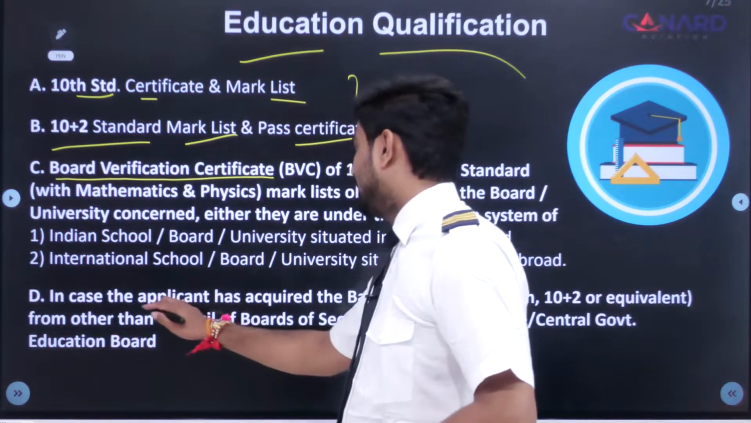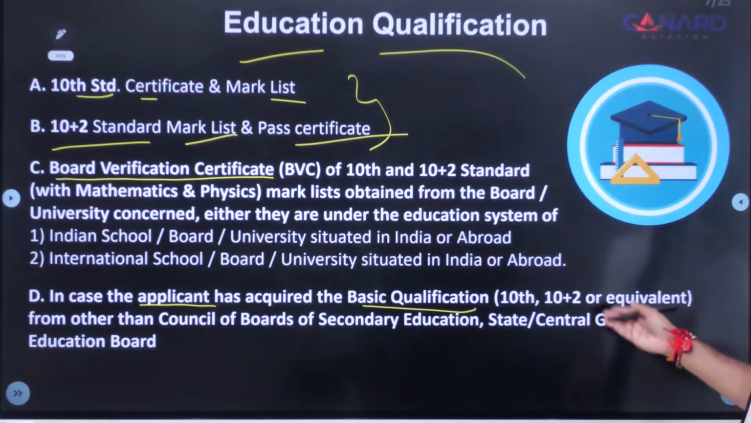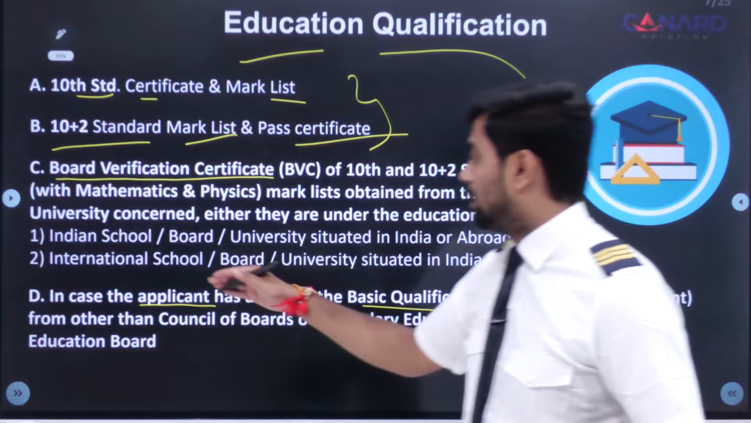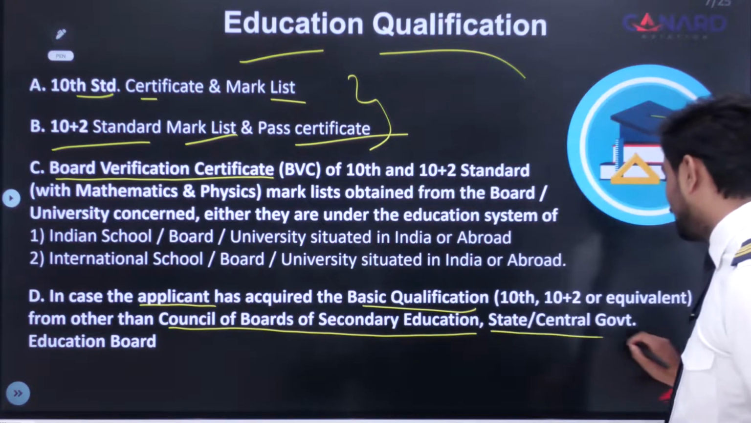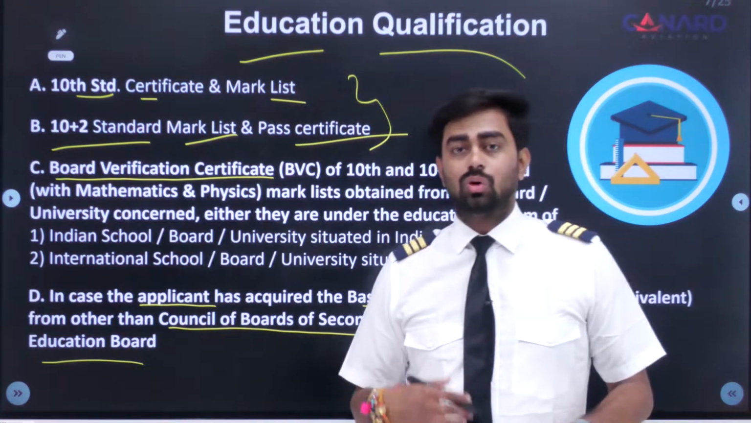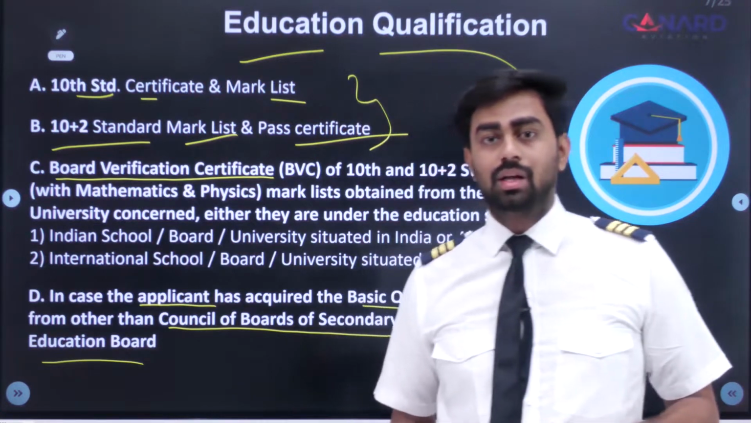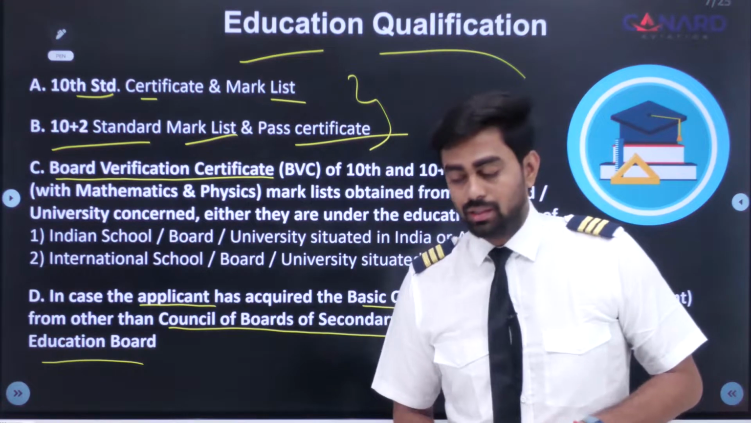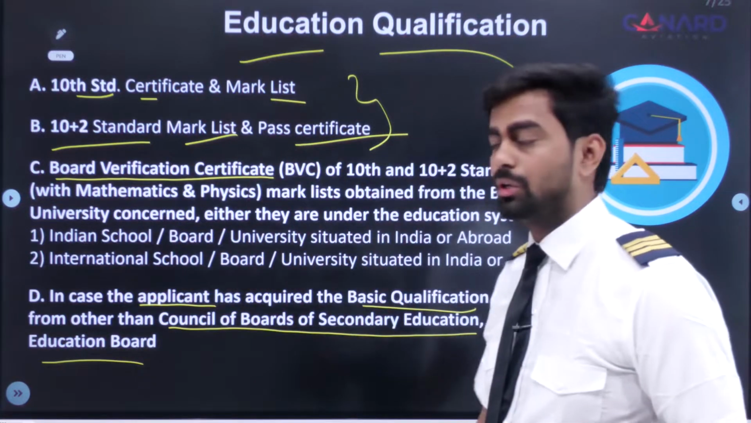In case the applicant has acquired the basic qualification, 10th or 10+2 or equivalent, from other than the Council of Boards of Secondary Education or a state or central government education board, there are a few boards that allow you to give the 10+2 examination through open schooling. For example, NIOS does that. You can get verification from them and apply for your computer number.